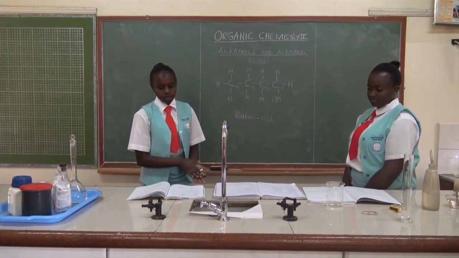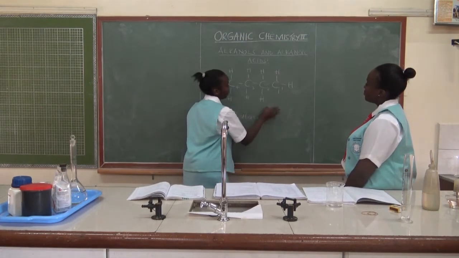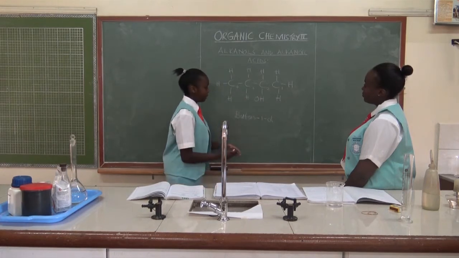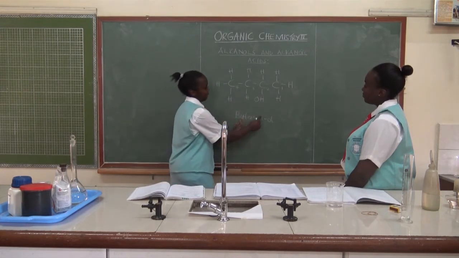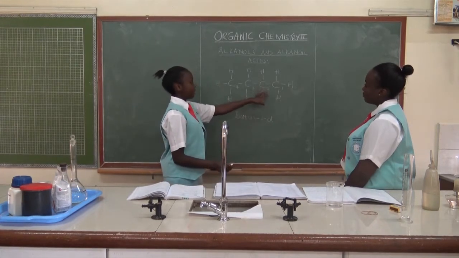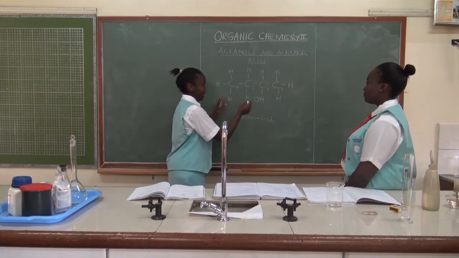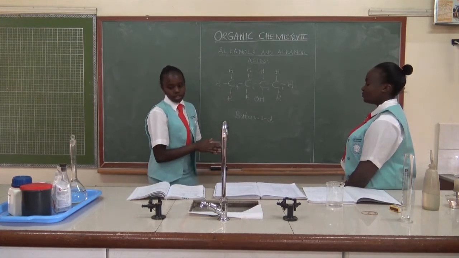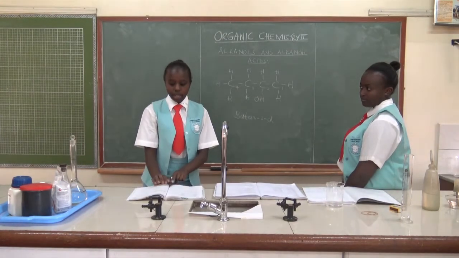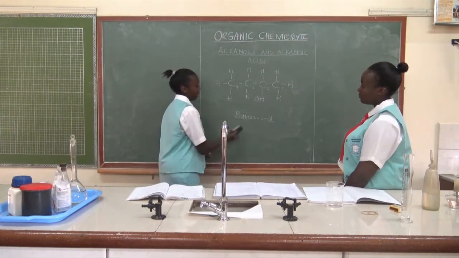So I'm going to take you through the second example. If it's maybe in the second carbon, you simply have to replace this 1 with 2. This number is the position of the hydroxyl group in the alkanol. So there are very many different types of alkanols. You can also have one which has a methyl group.